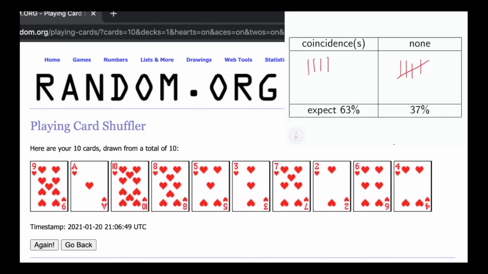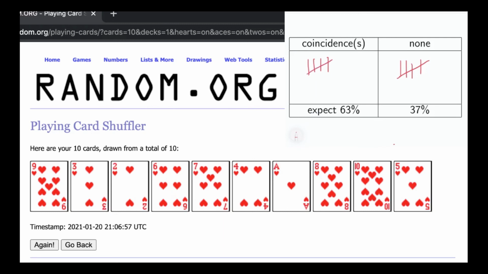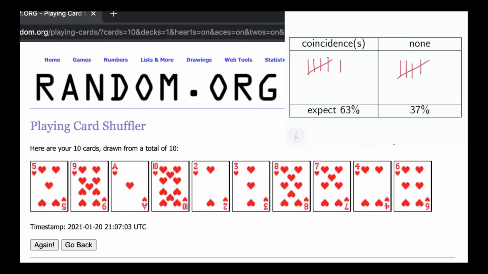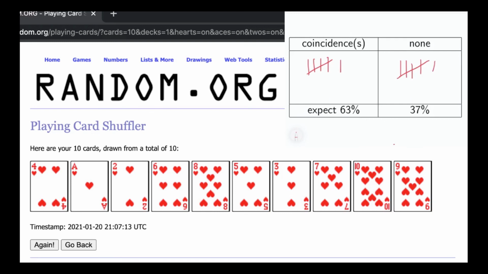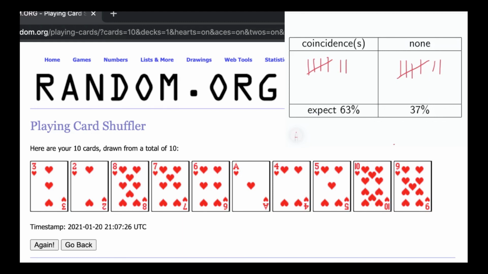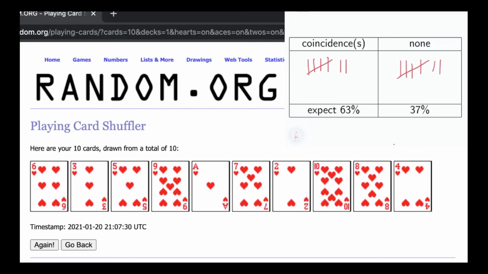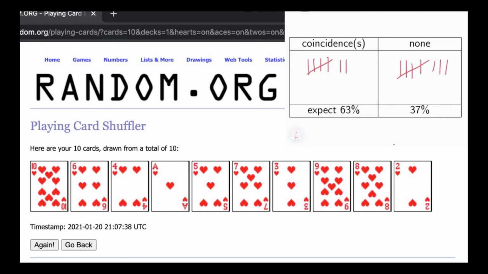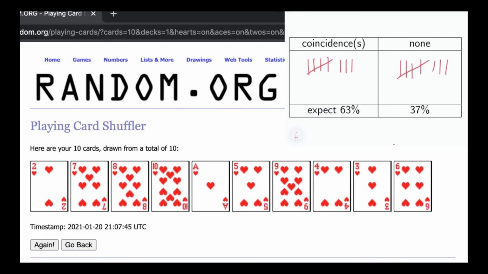1, 2, 3, 4, 5. Coincidence with 5. 1, 2, 3, 4, 5, 6, 7, 8. Coincidence with 8. 1, 2, 3, 4, 5, 6, 7, 8, 9, 10. No coincidence, I think. It's easy to get an error when I do this. 10 and 9 have been transposed, but it's no coincidence. 1, 2. 2 is in its correct position. No coincidence. So again, it's not quite going the way I'd hoped. 1, 2, 3, 4, 5. Coincidence. So what are we? 8 all now. No coincidence.